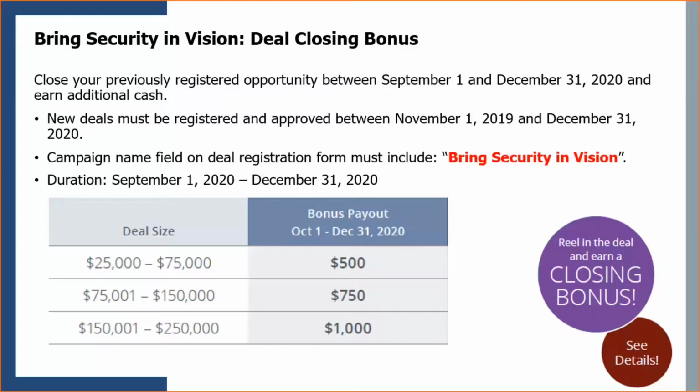So let's see how we can get this incentive payout. There is a table in this slide. If the deal size is between 25,000 and 75,000 USD, then you're able to get an additional payout of 500 USD. If the deal size is between $75,001 and $150,000, then the payout will be $750. The last one is $150,001 to $250,000, then you're able to get a $1,000 incentive payout. So this is pretty straightforward.